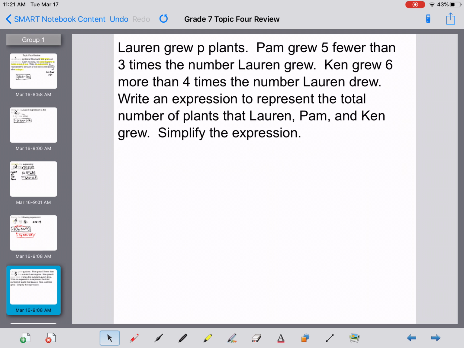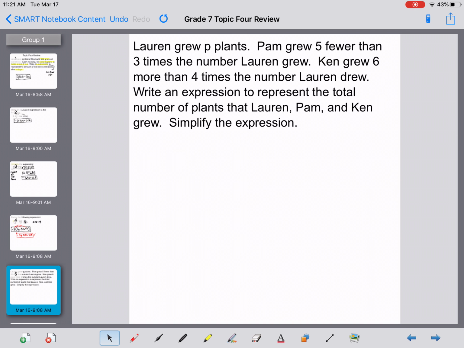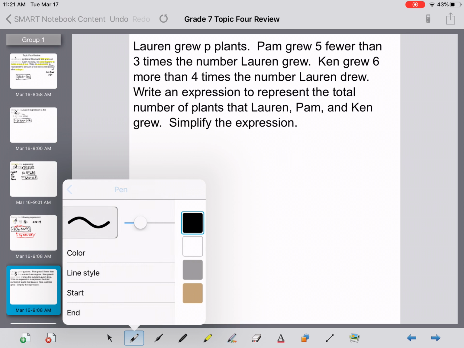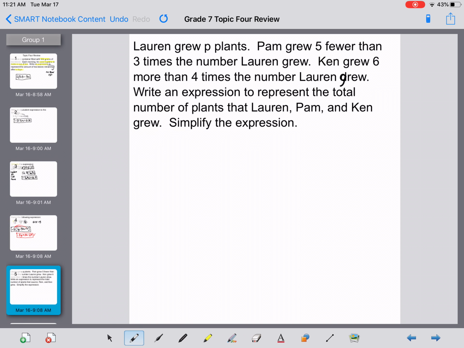The next problem. Lauren grew pea plants. Pam grew 5 fewer than 3 times the number Lauren grew. Ken grew 6 more than 4 times the number that Lauren grew. Write an expression to represent the total number of plants that Lauren, Pam, and Ken grew. Simplify the expression. Take a second to copy down the problem.